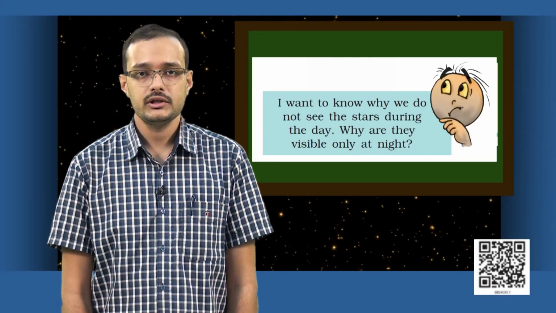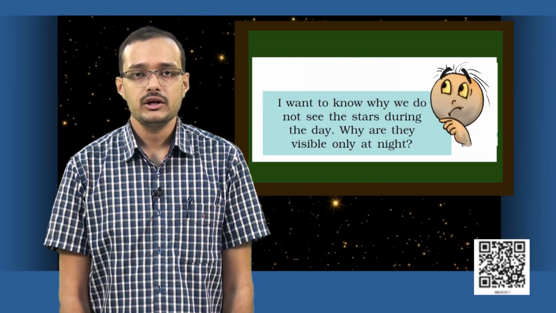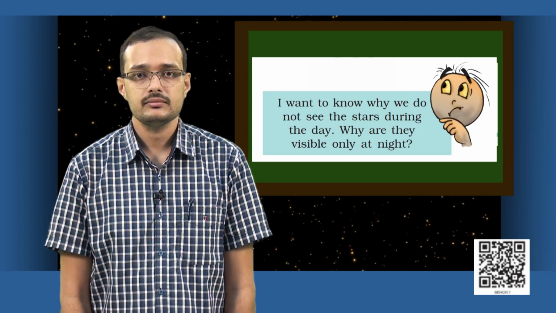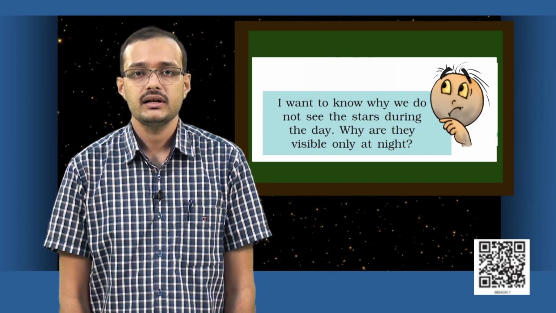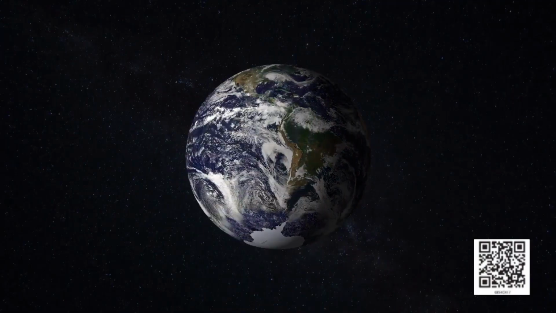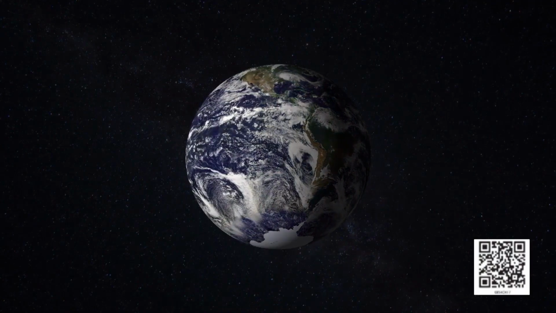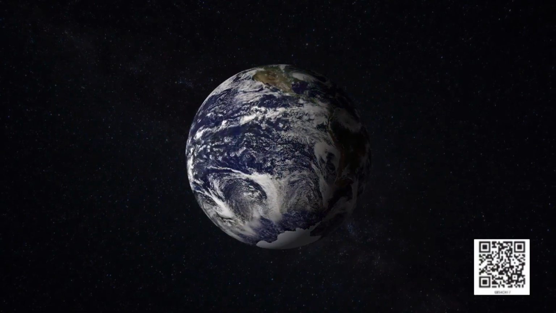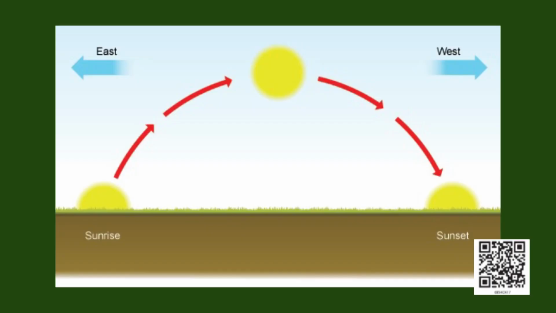Now, here is a point to ponder. Why do not we see the stars during the daytime? Take a minute and think about it. Now, you all know that earth rotates from west to east, which means all the stars appear to move from east to west, just like the sun.